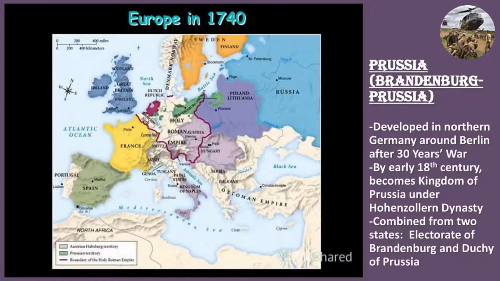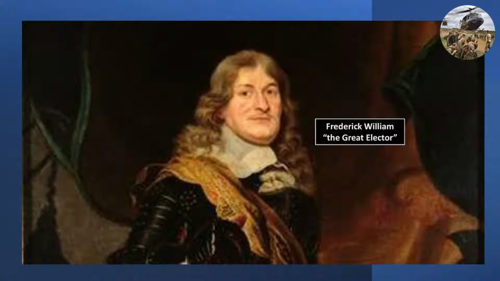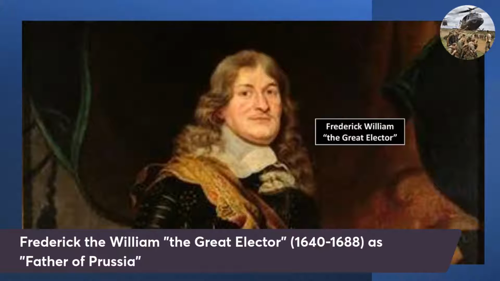Now, I'll go into some of these different rulers that were famous with the Prussian state. Of course, one of the first that they always talk about is Frederick William, the Great Elector, as they called him. He was the ruler of Prussia from 1640 to 1688. The reason he was called that was because he was not only a great ruler, a politician of the state, but he was also known for his military traditions.